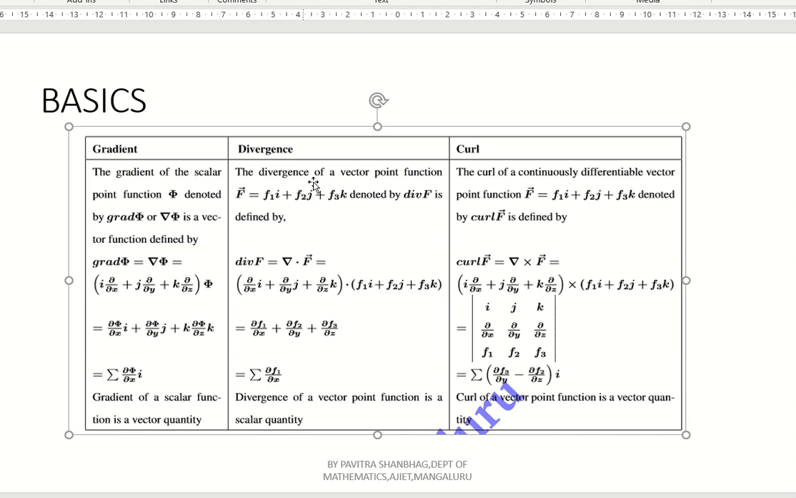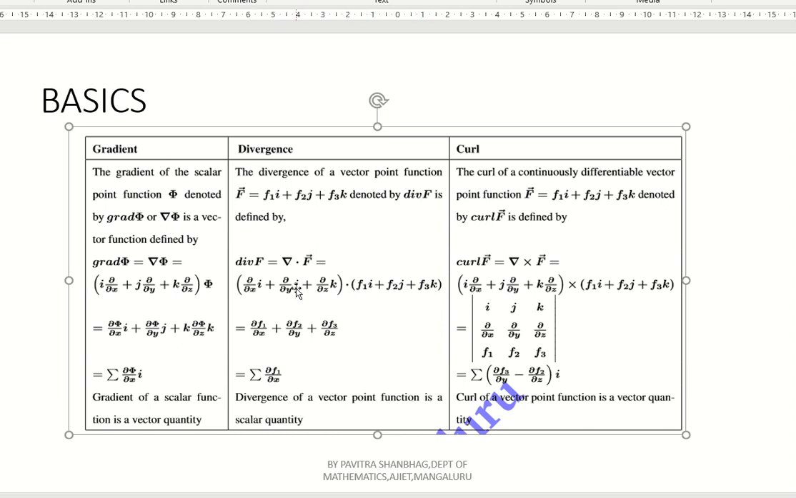Okay. Now, what is divergence of a vector function? How to denote it? Divergence of a vector is denoted by div F or del dot vector F. Okay. Div F or del dot F. So what is the definition of del again? Dou by dou x i plus dou by dou y j plus dou by dou z k, dot, what is vector F? That is F1 i plus F2 j plus F3 k, right?